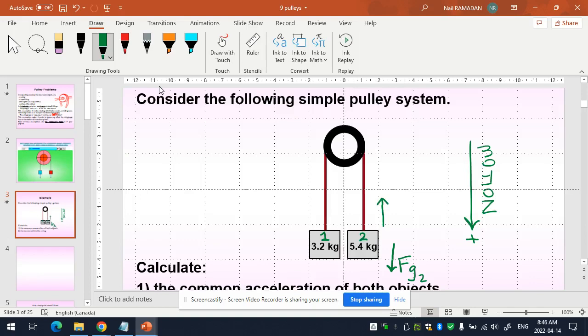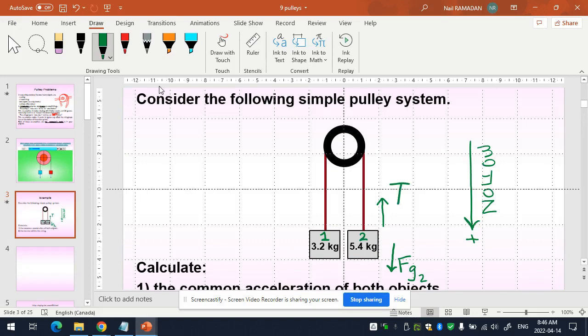Question: should we say T1, T2, or just the same T across the whole thing? Same T. By the way, when you consider torque, then you consider different tension here than tension here. But when you do not consider torque, we actually have the same tension felt inside the entire string. So just go with T.